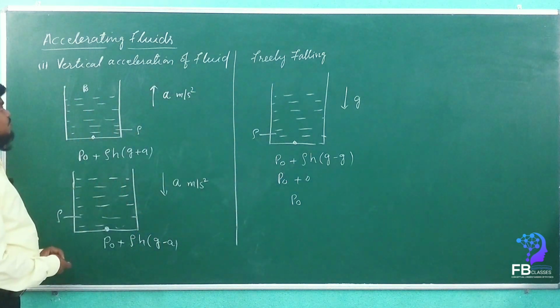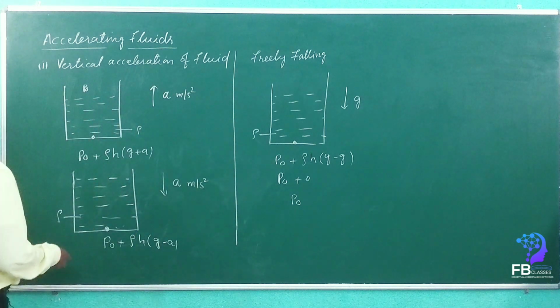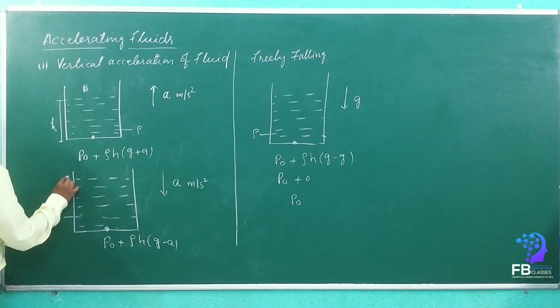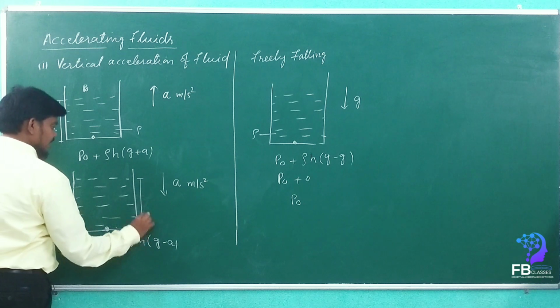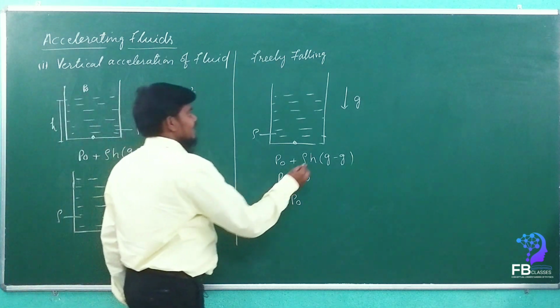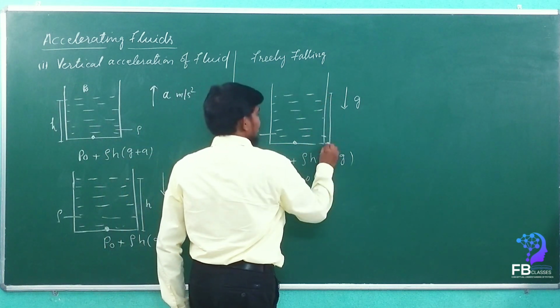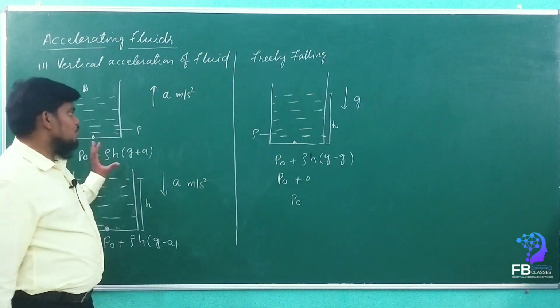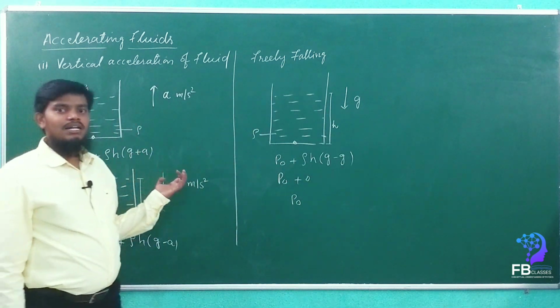So these are all accelerating fluids. Everywhere we are taking h as the height of the liquid column. H is the height of the liquid. Understand? So this is the vertical acceleration.